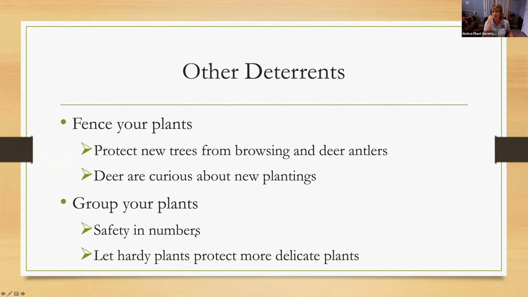Back to safety in numbers. If you plant one thing, then there's a lot more chance that that one poor plant is going to be devastated. But plant a few. Try to be smart about the way you group your plants in your landscape. Let the tougher, hardier plants protect the delicate plants so that they can't get to them as easily. Lots of different little things that you can do to help.